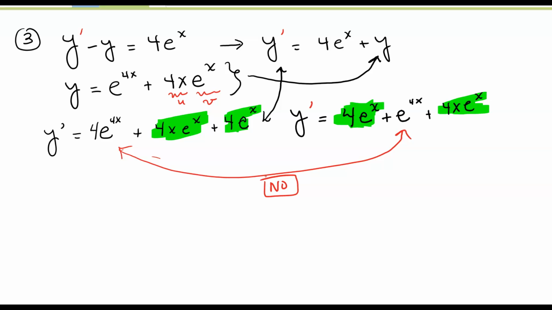So again, three really great examples regarding differential equations and whether or not a function is a solution of a differential equation.